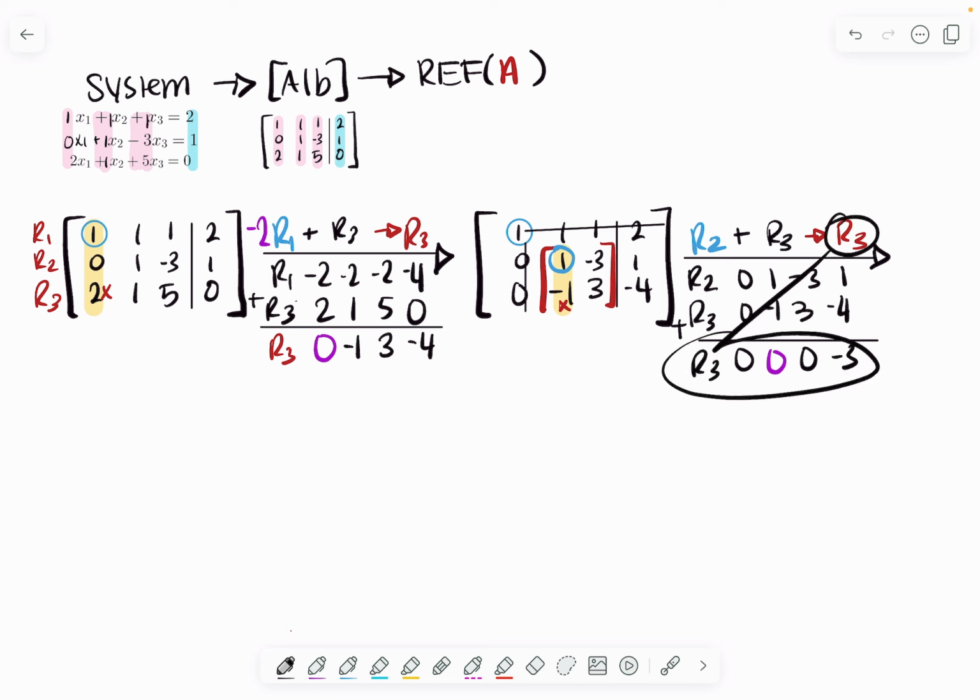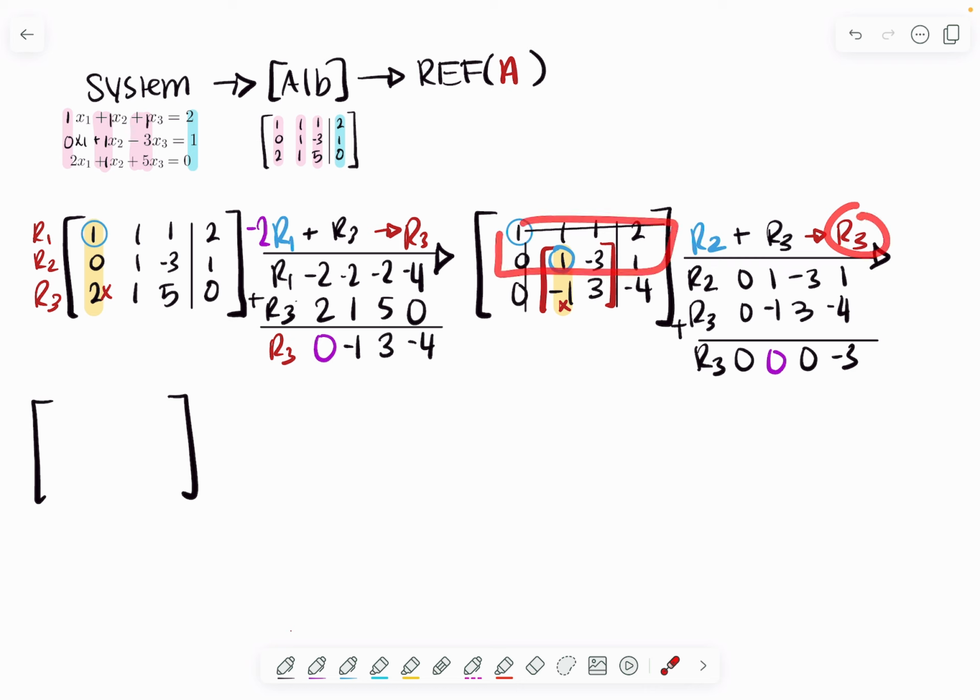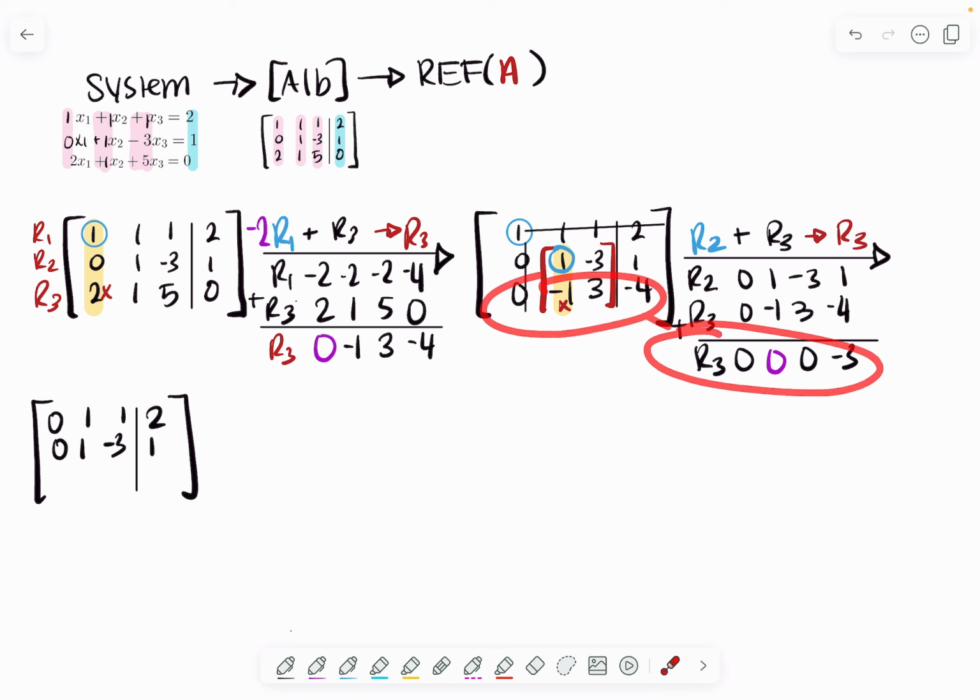This is going to be my new row 3. Since row 3 is the only thing that I changed, these two rows stay the same. And then row 3 is now replaced with my new row 3. And now everything below my pivot position is 0, so we're good.